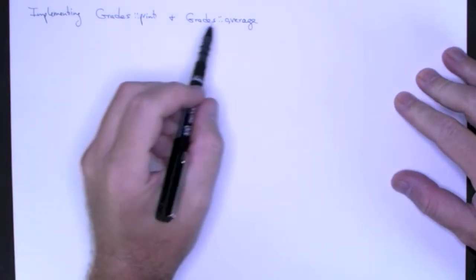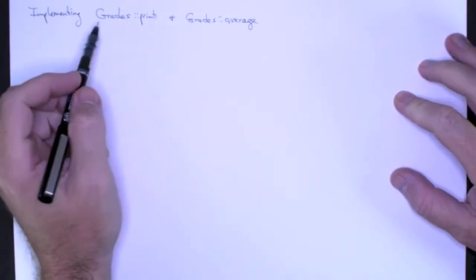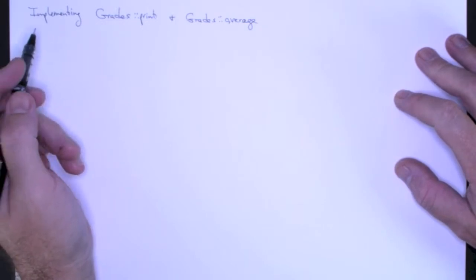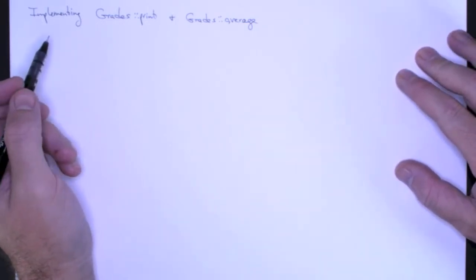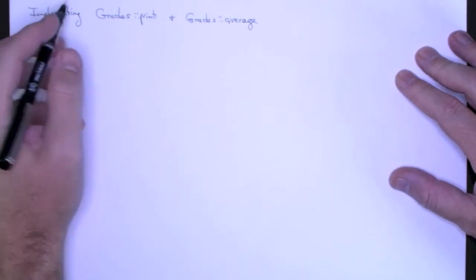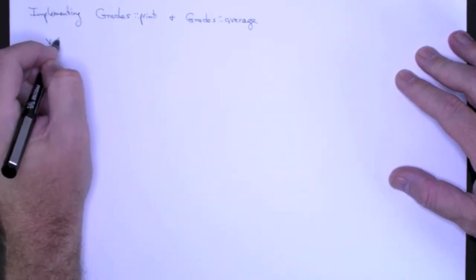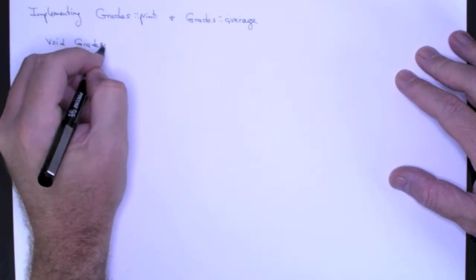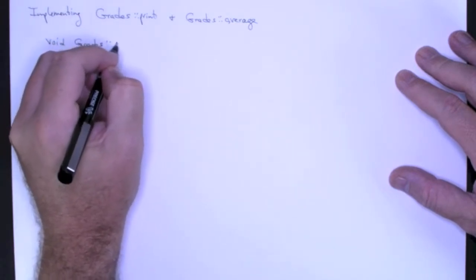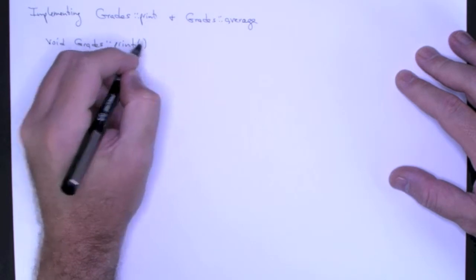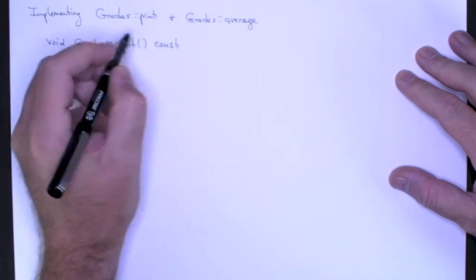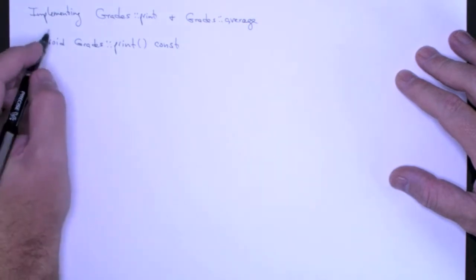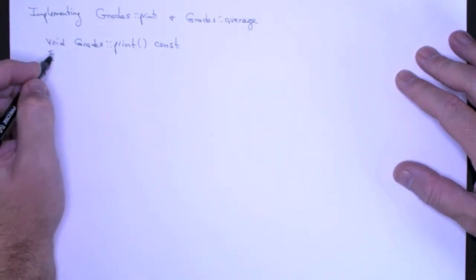So the print method and the average method for the grades class are quite a bit more straightforward than the read methods were. So I'm just going to do those in a single one. And you can play around with this and decide how you actually want your grades to be printed. I'm not going to do anything terribly fancy. Remember, this is a constant method because it doesn't change the grades object.